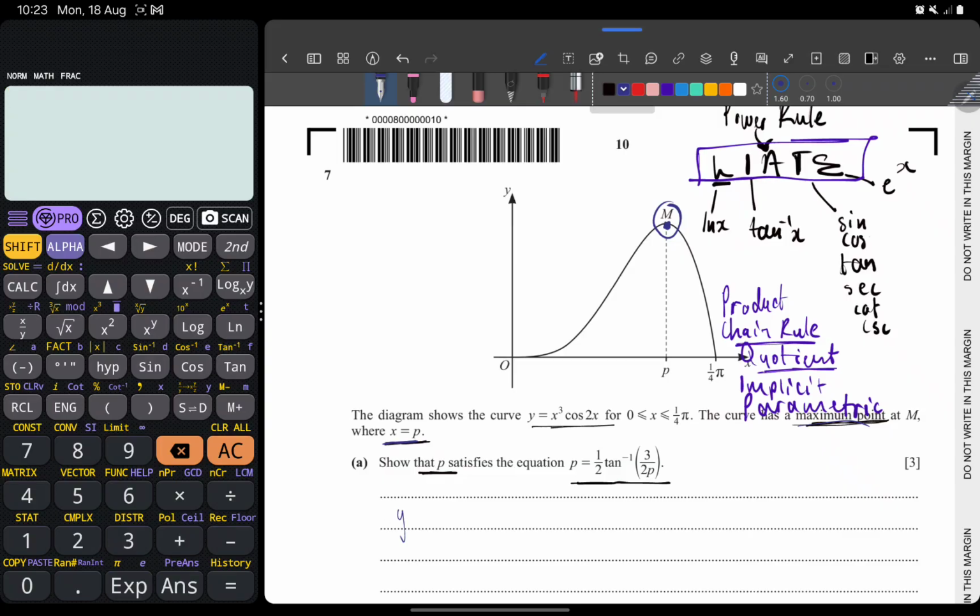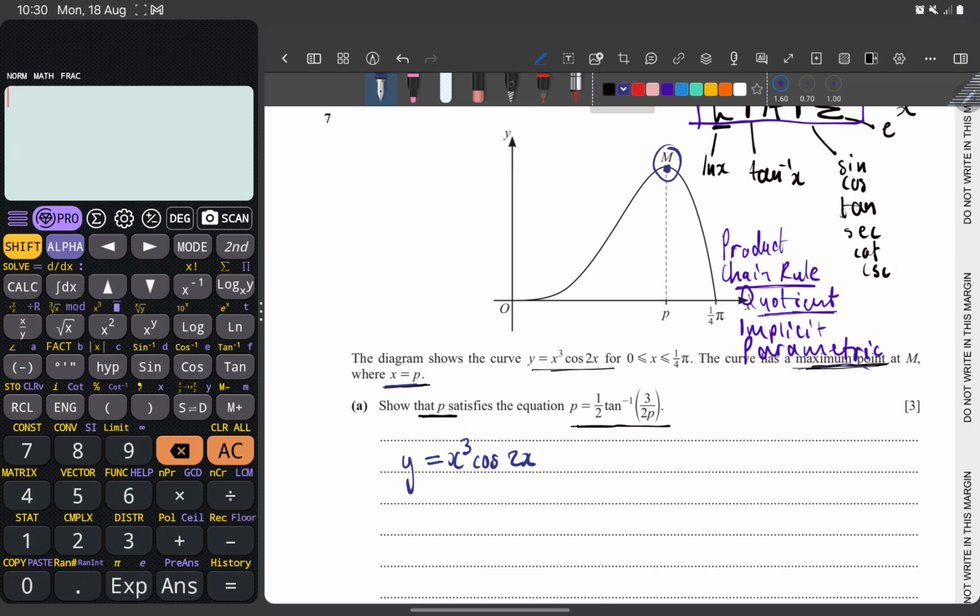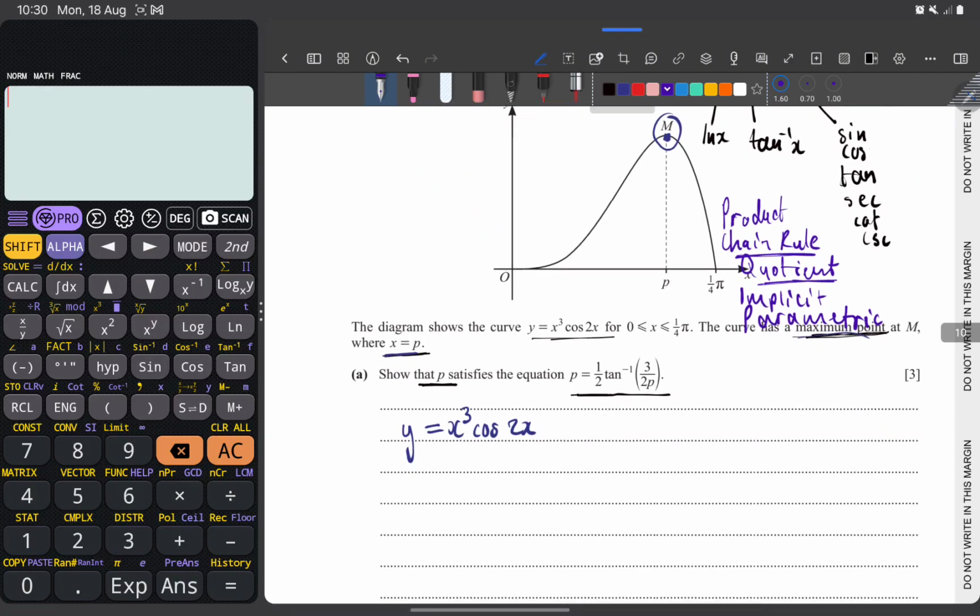So I'm going to write the equation. Let me write it nicely: y is equal to x cubed cos 2x, right? Now, what is the first thing we do? Differentiate it, right? Remember that we said it is an application of differentiation. So you have to differentiate first. So let's differentiate. This is easy.